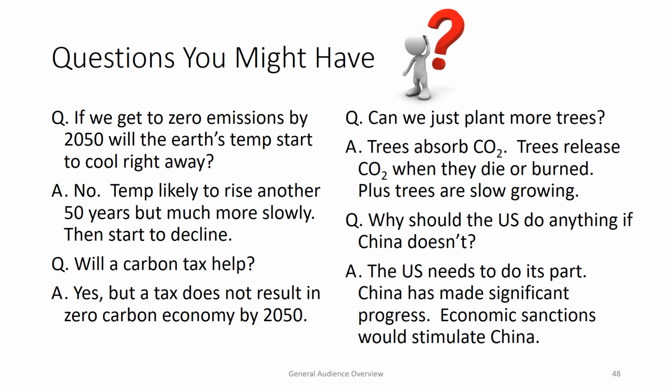Another question is, why should the U.S. do anything if China doesn't? If we're to lead, we need to do our part first. Now, there's a lot of progress, and I know there's a lot of controversy on this, and a lot more detail, but China has made significant progress in some areas, in fact, in some areas more than the U.S., but we've all got to do our part. So the U.S., if it wants to have moral leadership, needs to lead. So, yes, do our part, talk to China. If they don't cooperate, I think economic sanctions might stimulate them.